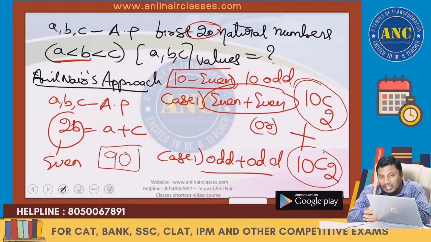To do 90 cases, it takes 2 minutes for you to solve. Just by looking at the question, within 5 seconds the question is solved.